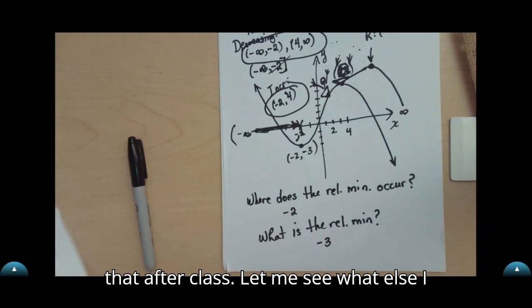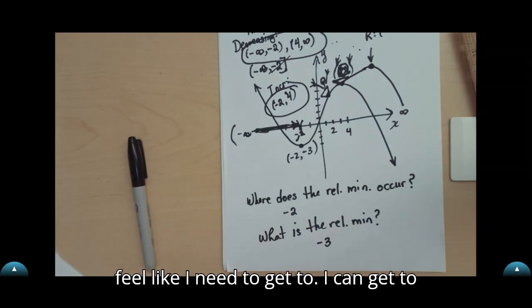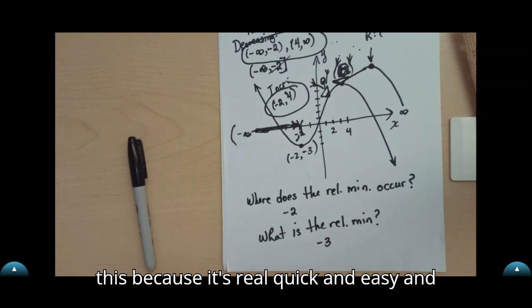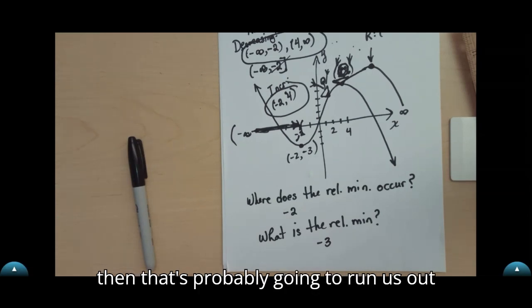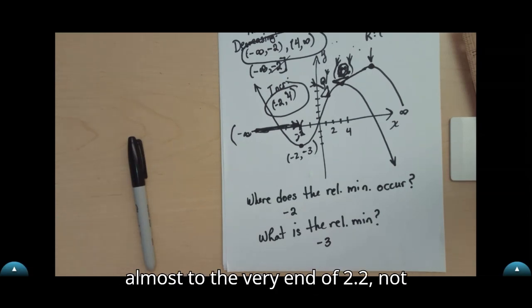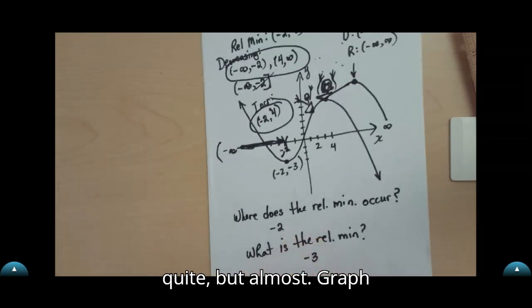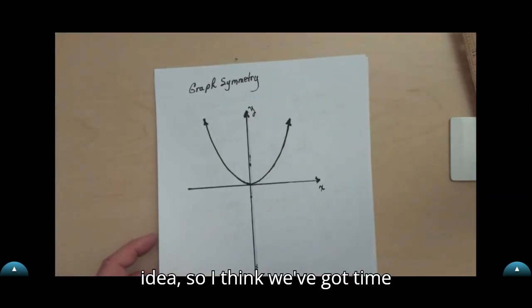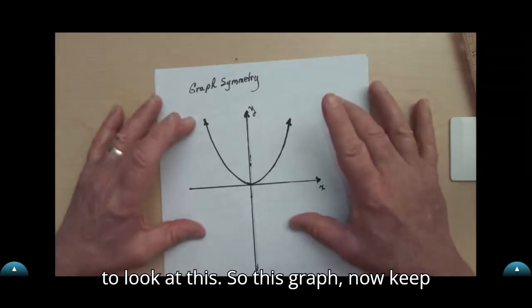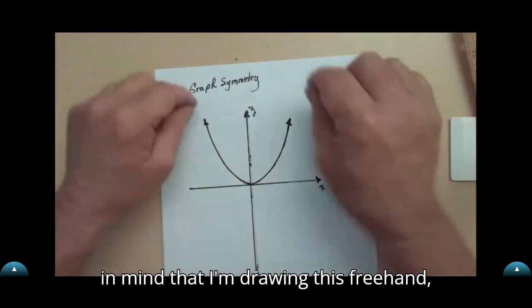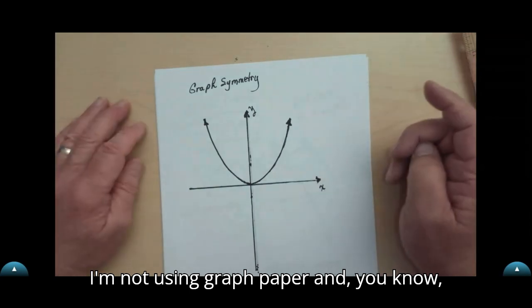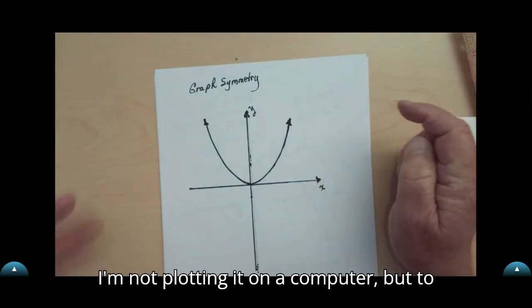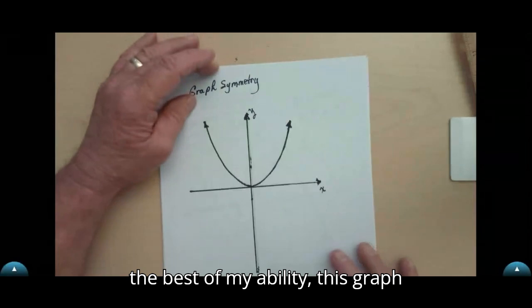Let me see what else I feel like I need to get to. I can get to this because it's real quick and easy, and then that's probably going to run us out of time. But that's going to have us almost to the very end of 2.2. Not quite, but almost. Graph symmetry. This is an easy idea, so I think we got time to look at this. So this graph, now keep in mind that I'm drawing this freehand. I'm not using graph paper, and I'm not plotting it on a computer, but to the best of my ability.